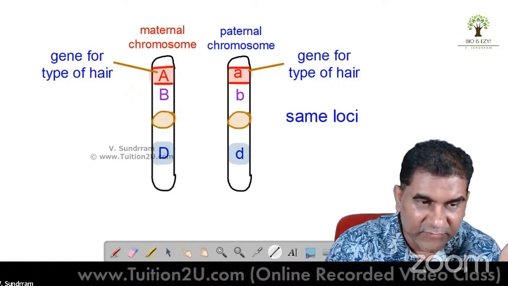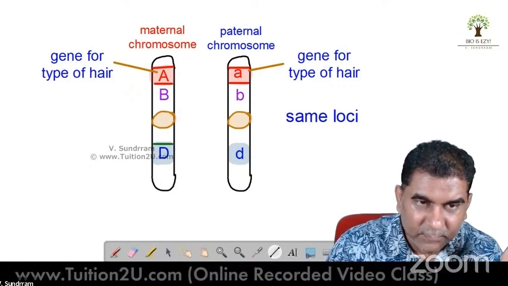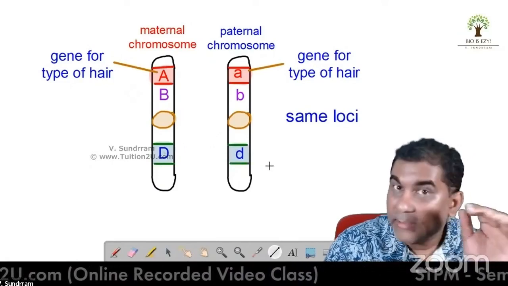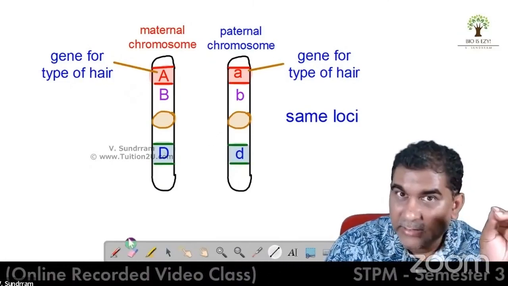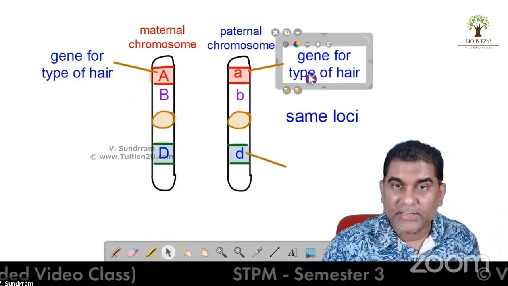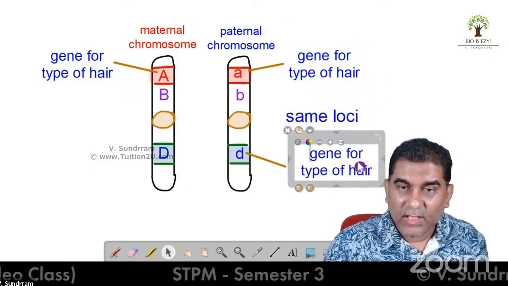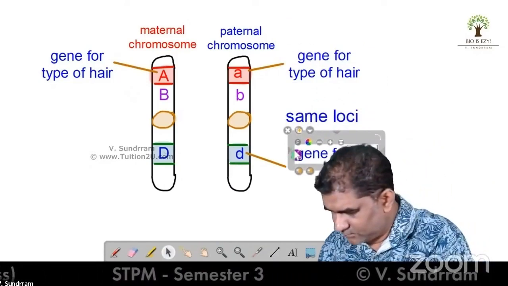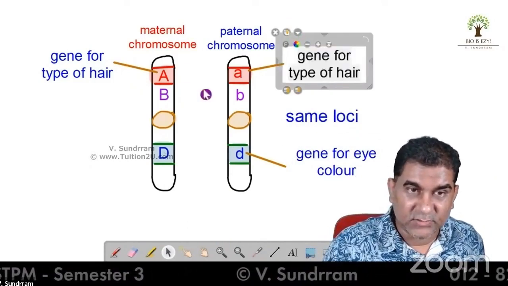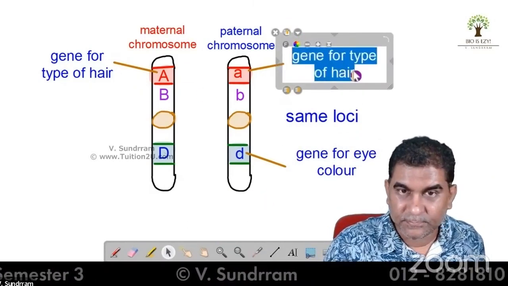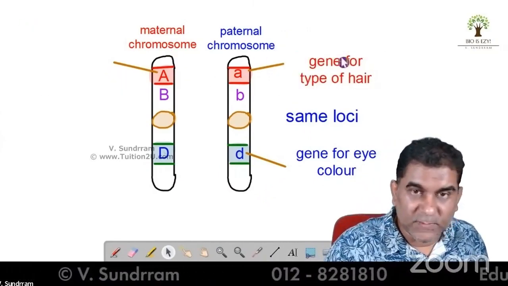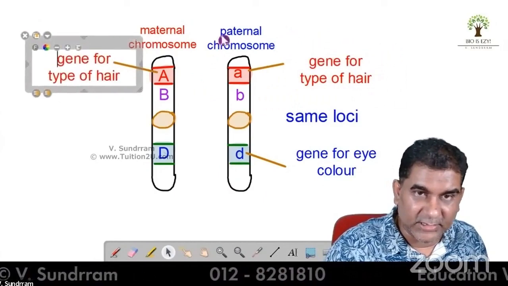This is a different loci. In the same loci, they must have the same gene. For example, maybe this is the gene for eye color. Maybe this is the gene for type of hair. I change it to red. So this one also must be the gene for type of hair, this side.